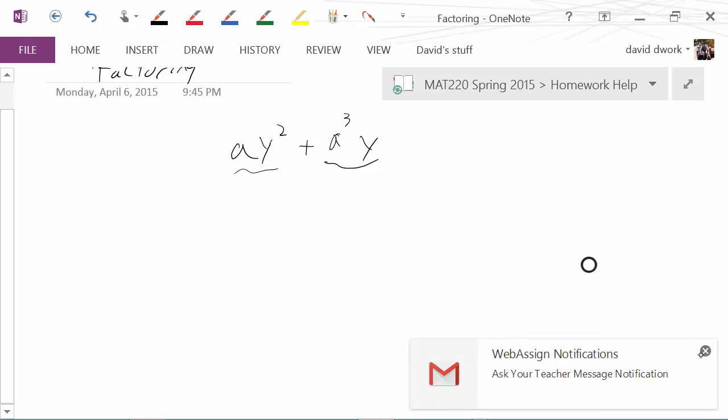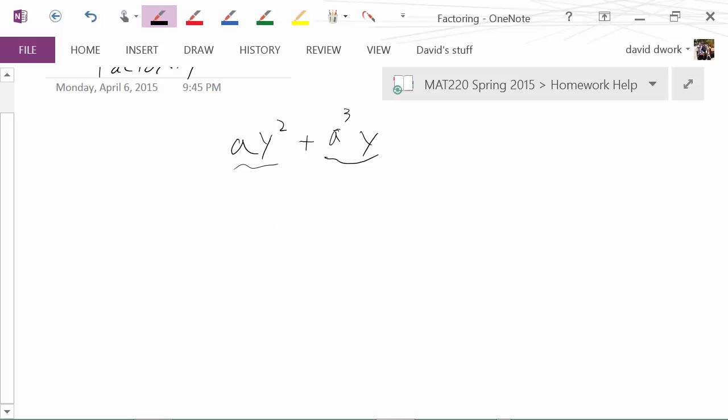So therefore, what do they both have in common? Well, I can factor out an a. I can't factor out any a squared or a cubed because this one only has a to the first and this one has a cubed. So what do they both have in common? A to the first.